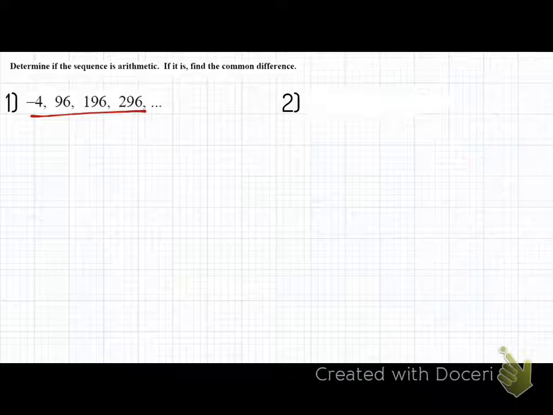Okay, what's happening? It goes up by 100. Yep. Good, going up by 100, right? So if it's going up by 100, we're noticing this first number from -4 to 96, I'm adding 100, right? From 96 to 196, we're adding 100, right?